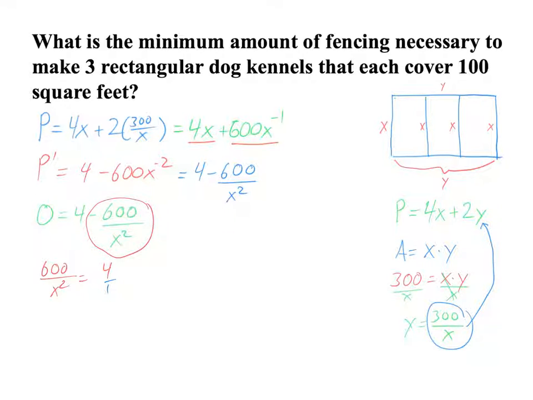Can I put 4 over 1? Again, sorry if I lost you. Then I add this over to this side. And now can I cross multiply and solve? So if I cross multiply and solve, I now have 4x squared is equal to 600. Divide by 4.